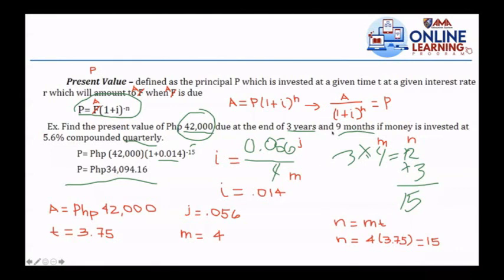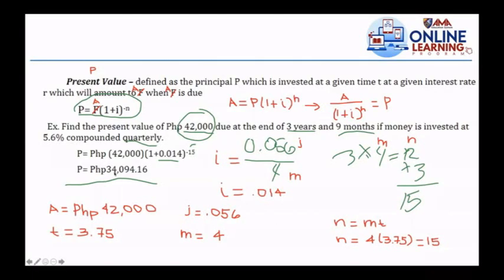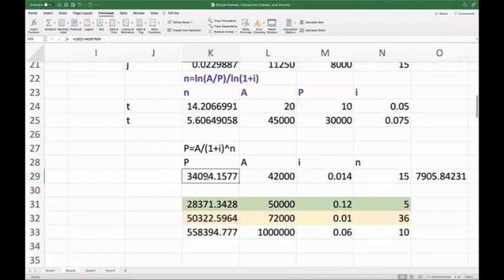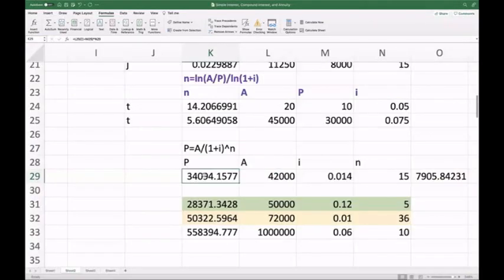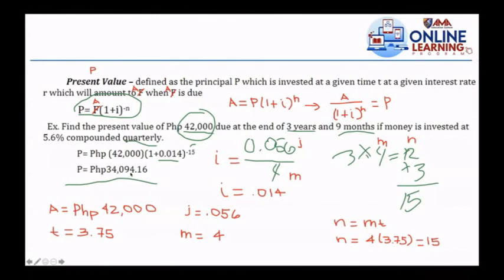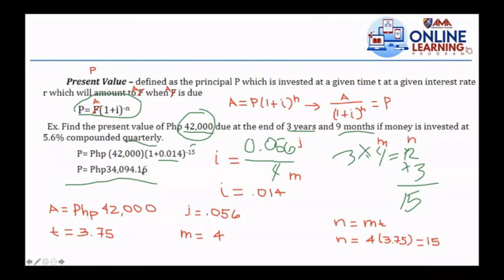How do you get the N? This one. What is this in years? 3.75. 3.75 times 4 is 15. So just substitute. You get the answer. And it's the same answer as this there, 34,094. Oh, that's the principal, class. 34,094.1577. But you notice there's a difference because this one is more exact. 0.16, right? I know, it's the same. Because if you round this off, 0.16. This one is 34,094.16. Oh, it's the same answer.